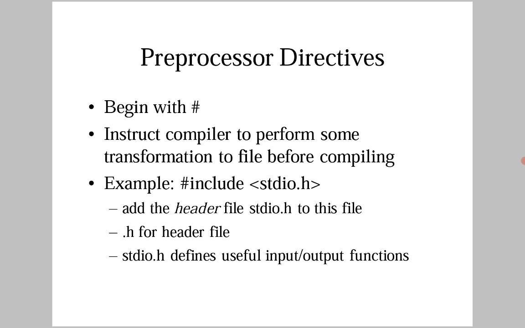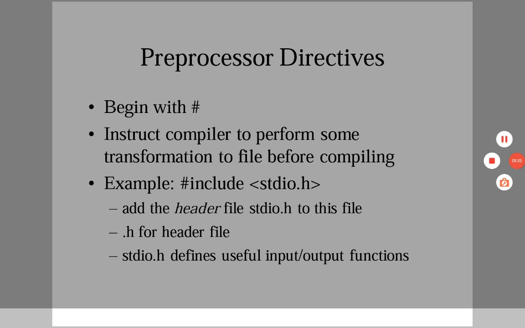Generally all the header files have an extension .h. stdio.h defines useful input and output functions. So what does the stdio.h file mean? stdio.h means standard input output file. Generally it contains all the basic input output functions, or all the standard input output functions required to write any C program.